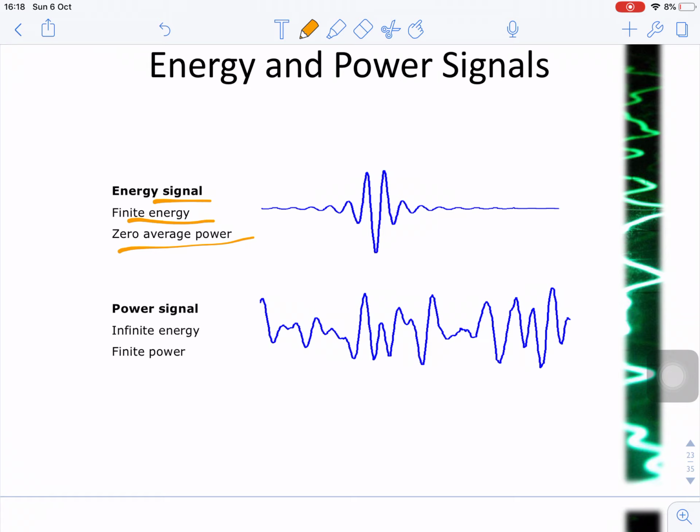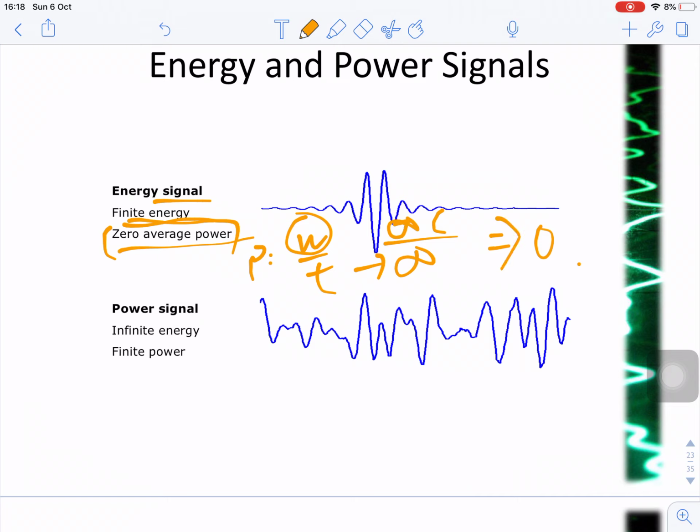The energy signal and power signal: the energy signal will have finite energy and zero average power. It's zero average power because P is equal to W divided by T, where W is the energy, which is a constant, and T is infinite. So the power is going to approach 0.